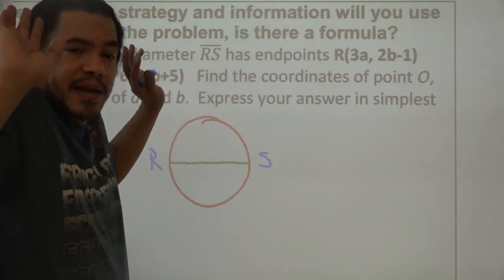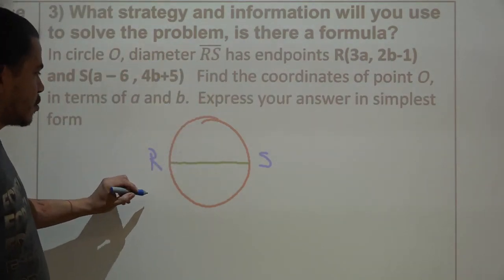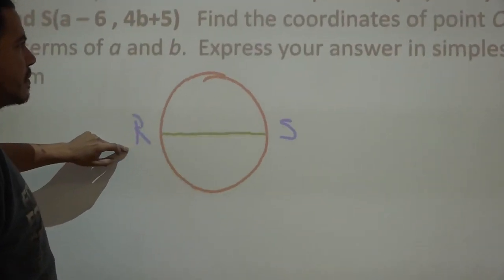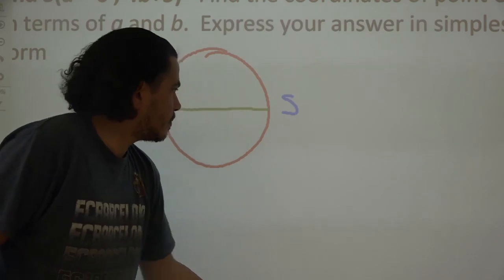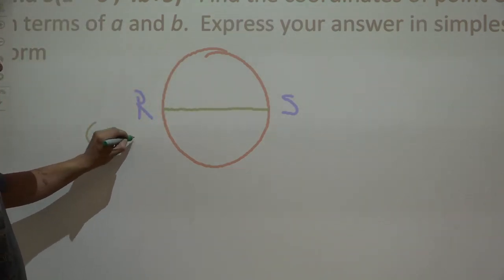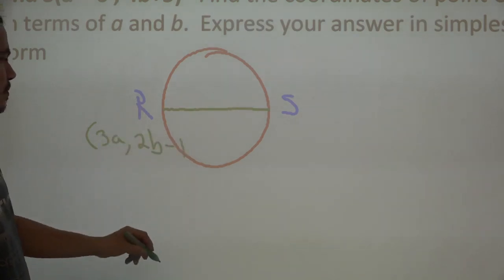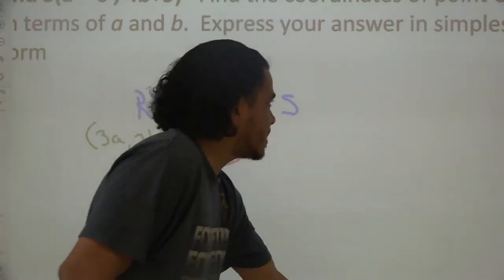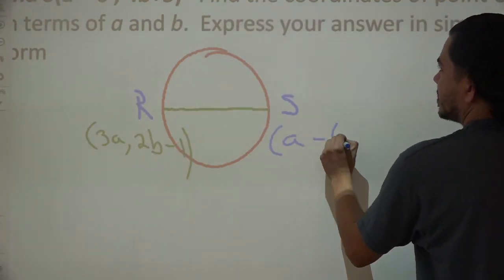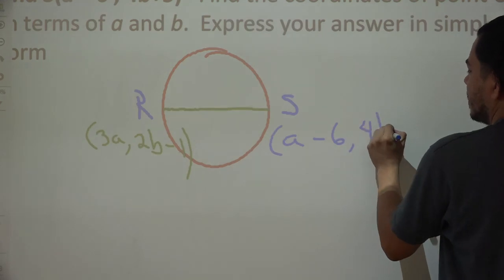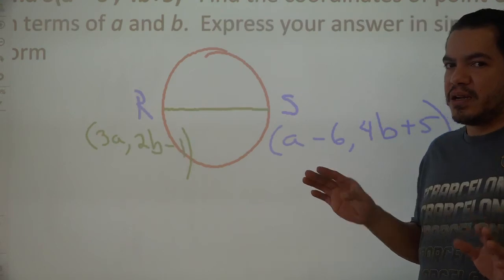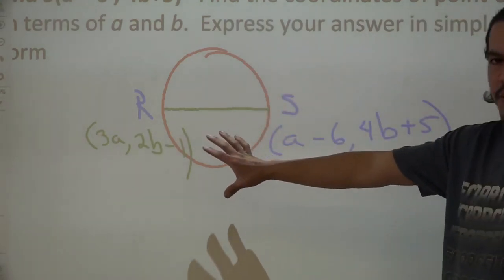Don't make no sense, but hey, what the hell? All right, so I'm gonna make it larger so I can have more space to work on, okay? All right, so for R, we have 3a, comma, 2b minus 1. For S, we have a minus 6, comma, 4b plus 5. All right, they're just messing with us right here. They're messing with us because I have no idea what this means.